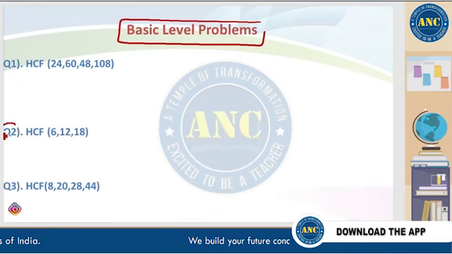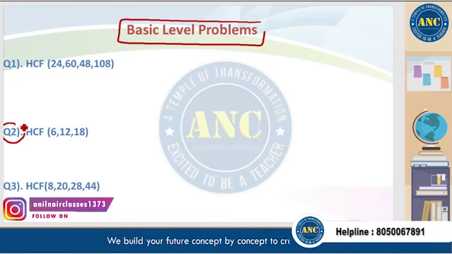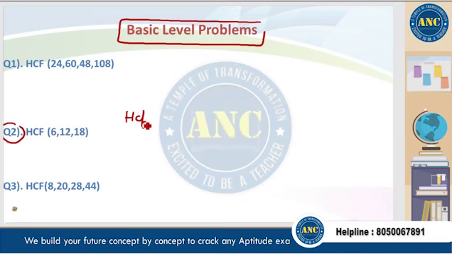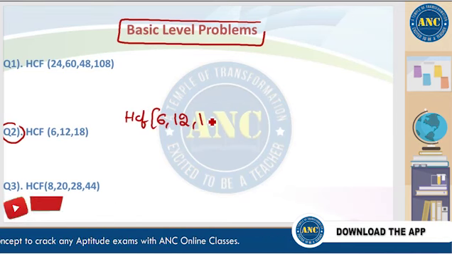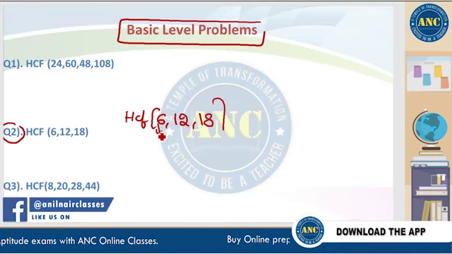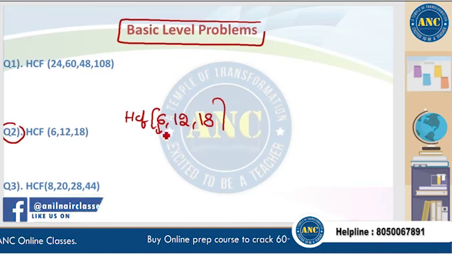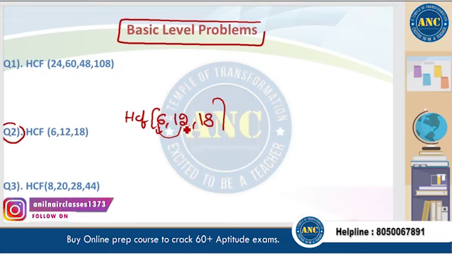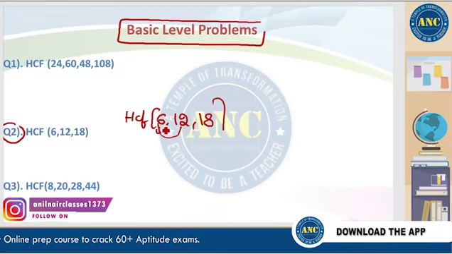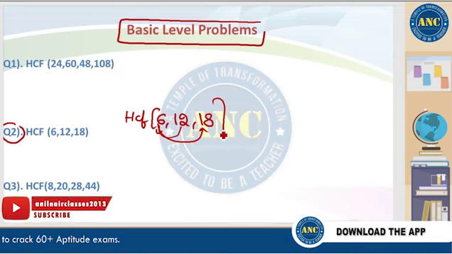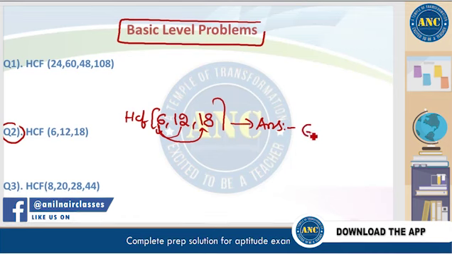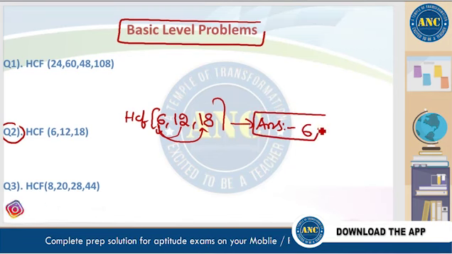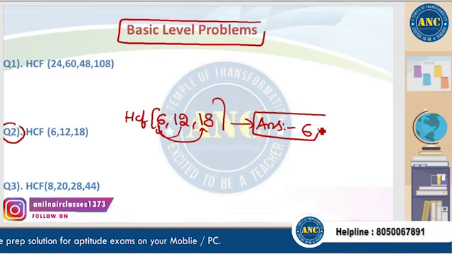First let me solve question 2. Question is HCF of 6, 12 and 18. What is the logic we discussed? Take the lowest number. Lowest number is 6. Check if it divides every other number. 12 is divisible by 6 because 12 is 6 into 2. 18 is divisible by 6 because it is 6 into 3. So the answer is nothing but the lowest number, which in this case is 6. I hope it is clear.